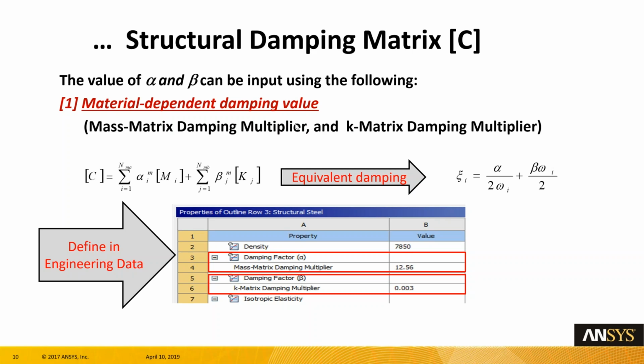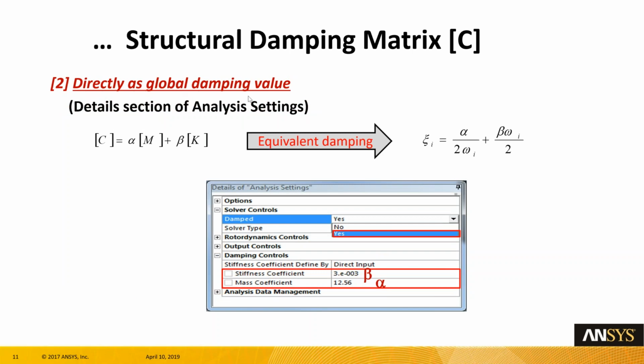And how do we input these alpha and beta values? It can be input as a material dependent damping value, meaning that we go in Workbench, under the material properties, and input an alpha value and a beta value under each material. This is the example here of structural steel. Or we can input it as a global damping value. That is not done as a material property, it's done under analysis settings. Under analysis settings, you can input alpha and beta values over there. So that's how we can specify damping in a modal analysis.